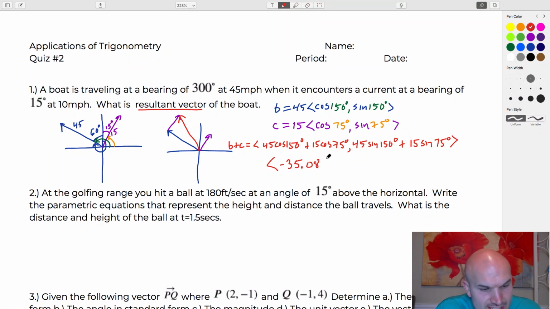0.089. And then our y component is going to be 45 times the sine of 150 plus 15 times the sine of 75. Okay, and that's going to give me a positive, which again tells me I'm in the second quadrant, which makes sense, right? So that's going to be a positive 36.989. Right. So that is going to be our resultant vector in component form, rounded to the nearest thousandth.